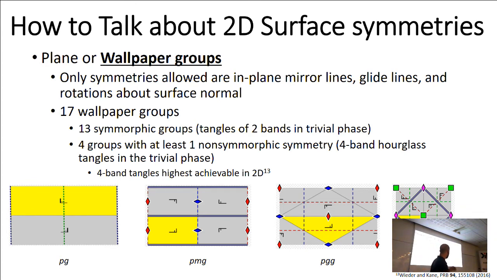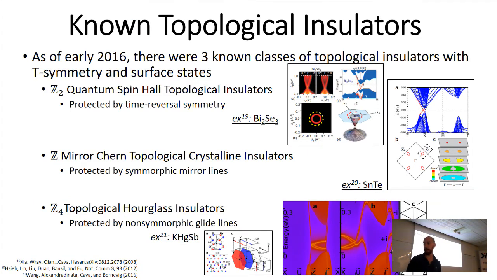Of these groups, 13 of them are symmorphic, and they have just these two band tangles and some trivial phase. And only four of them are non-symmorphic. And so you could exhaustively look at the minimal band connectivity in these non-symmorphic groups pretty quickly. And so, before we get into it, it's good to review what the known kinds of topological insulators were before we started this project.